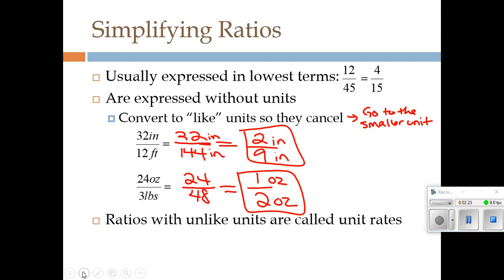A ratio with unlike units is called a unit rate, such as miles per gallon, miles per hour, etc. So when you have two different units like this, that's called a unit rate. These are like units, so you can actually cancel. You cannot cancel if they are a unit rate, if they are different units. In order to cancel, you have to have inches, inches, ounces, ounces, the same unit on the top and the bottom.